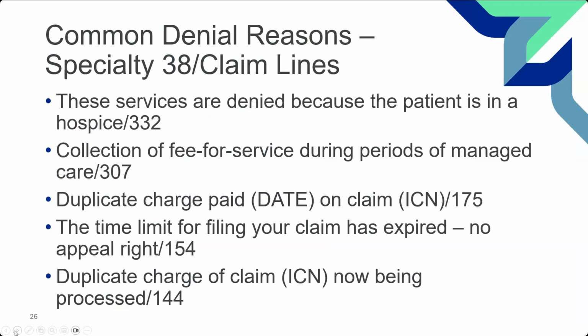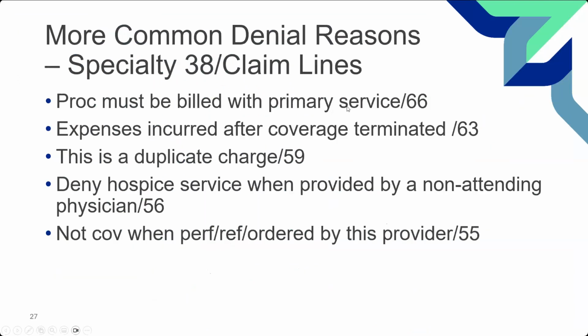All right, let's see. More denials. Procedure must be billed with the primary service. That is due to an add-on code edit, which is part of the National Correct Coding Initiative. So you need to make certain that the procedure you're billing is billed with a primary service. You need the primary service billed in order for us to make payment on the add-on code. I'll show you where you can find those resources. Here's one: expenses incurred after coverage terminated. This is an eligibility denial, so you need to make certain you're checking eligibility to see when coverage was terminated.